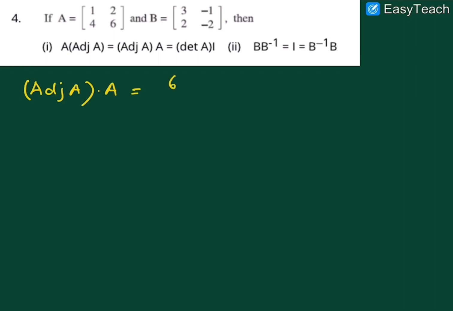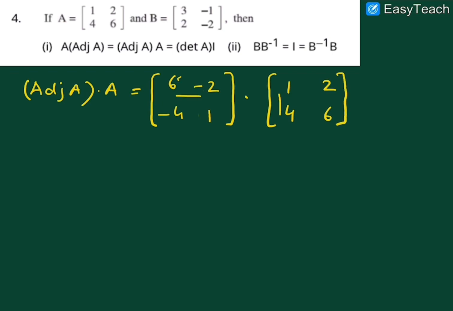So what is adjoint of A? [6, -2; -4, 1], same as before. This is adjoint of A, and what is A? A is [1, 2; 4, 6]. Multiply first row with this column. So 6 with 1, 2 with -4, so 6 minus 8. First row with second column: 6 with 2, 12, and -2 with 6, so -12.